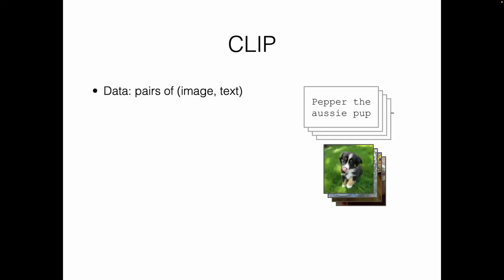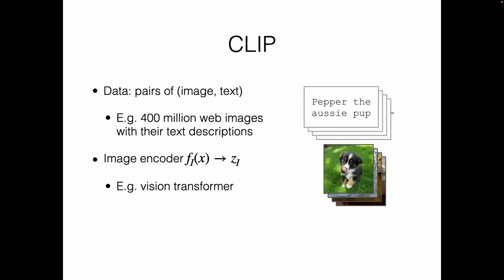So yeah, here their data is these pairs of images and text. And what they did is collect 400 million web images with their text descriptions. So basically what I just said. And then you could imagine that since then, people have developed even bigger data sets of this form. And then for their image encoder, you could have a vision transformer like the one I just introduced. And for your text encoder, you have the non-vision transformer, so the one we've been using in the class for text.